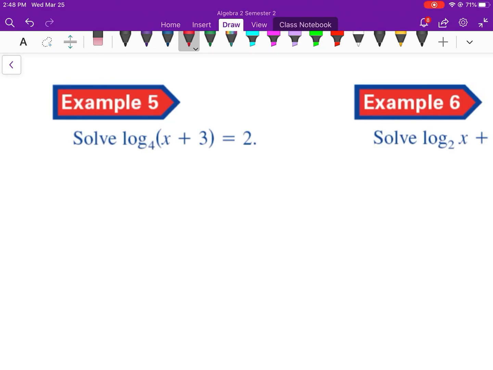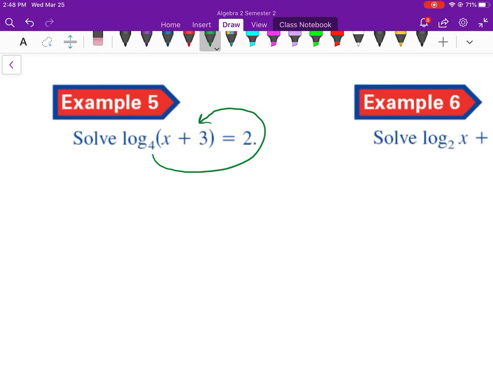Okay. Log base 4 of x plus 3 equals 2. Since that plus 3 is in parentheses there, that is part of your argument, meaning it's part of the log. So we can't take care of that 3. The log is by itself at this point. Since the log is by itself, we're going to rewrite. That is your goal when you're solving a logarithmic function: get the log by itself, rewrite.